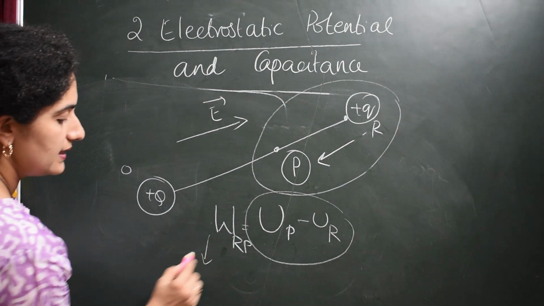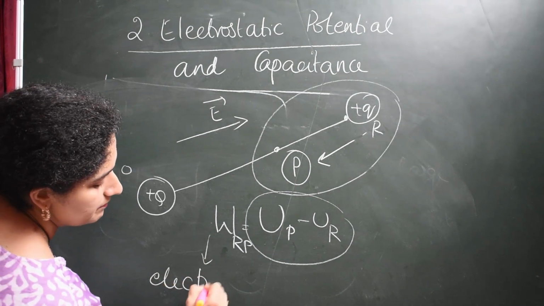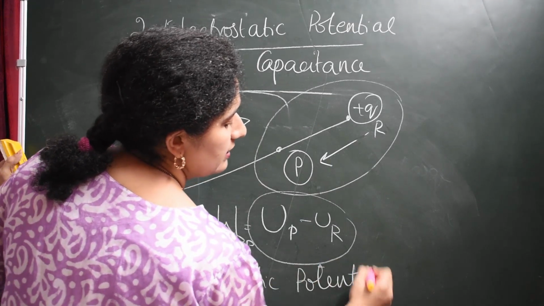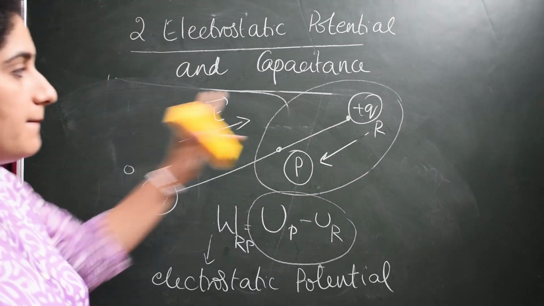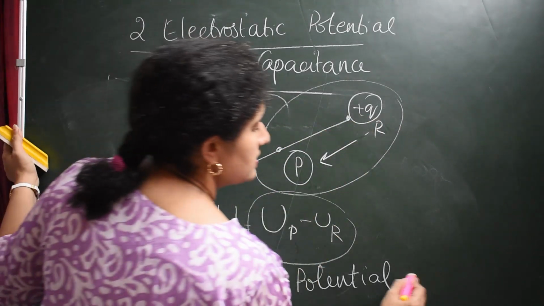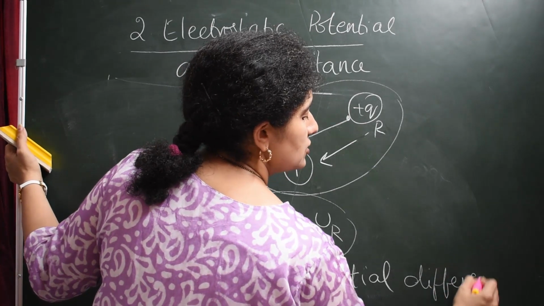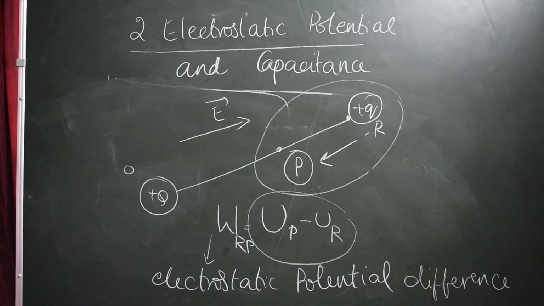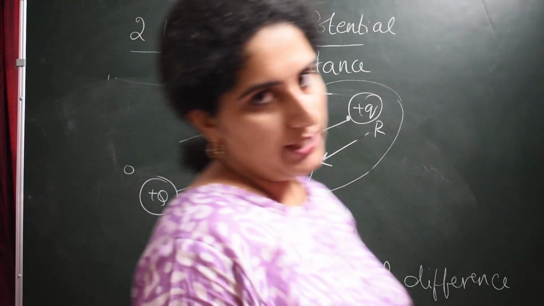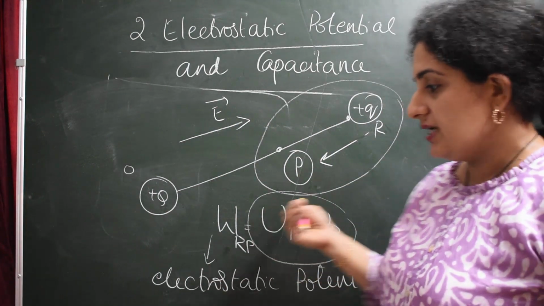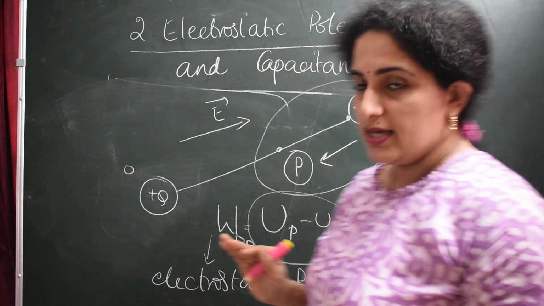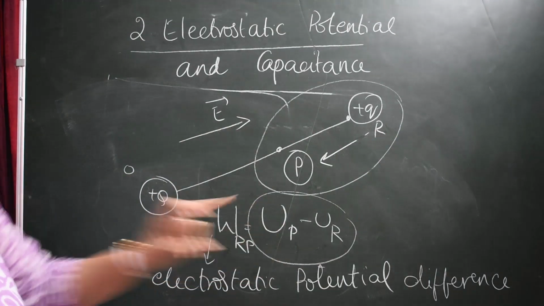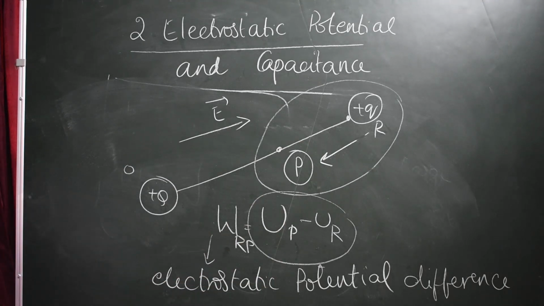This is now called the electrostatic potential difference. It is nothing but the work done in bringing the charge from one point to another point. Once you know this electrostatic potential difference, we can then calculate the electrostatic potential. So now if you see this equation, WRP as UP minus UR.